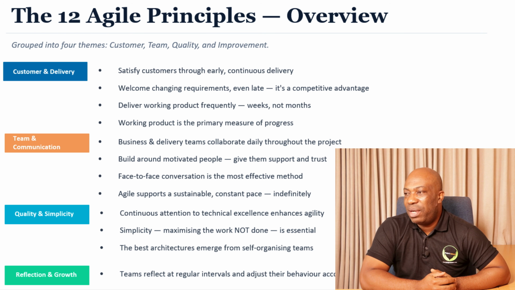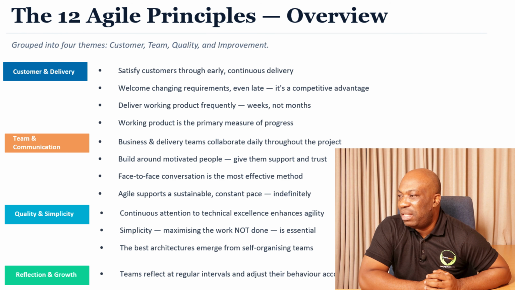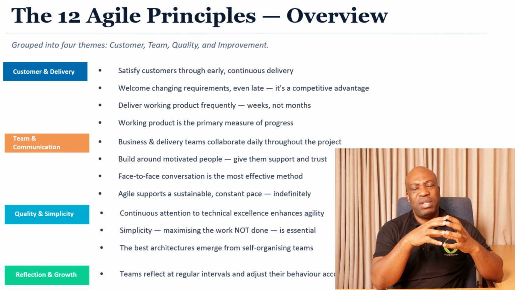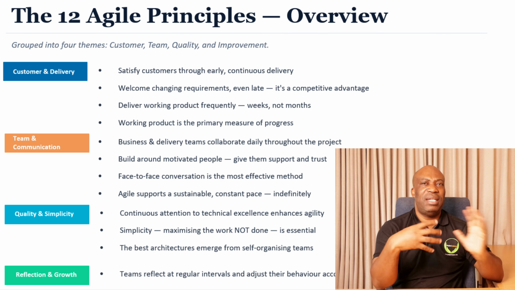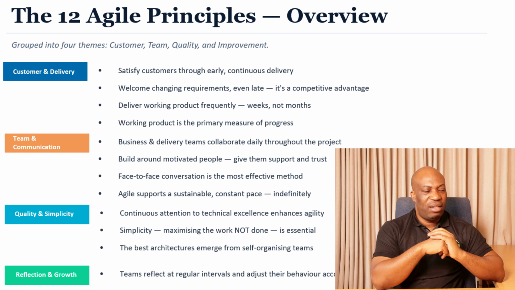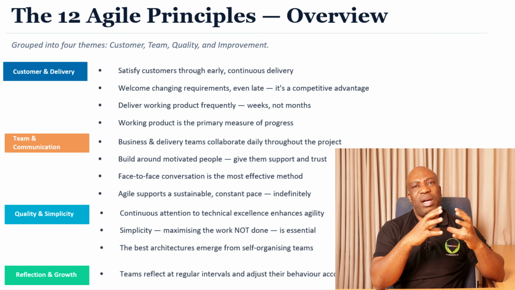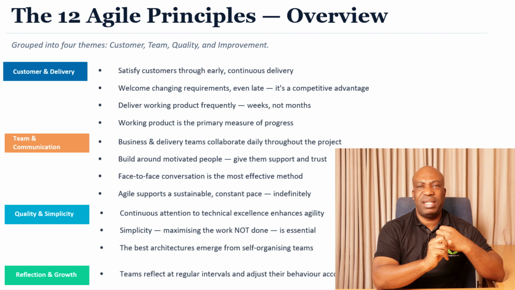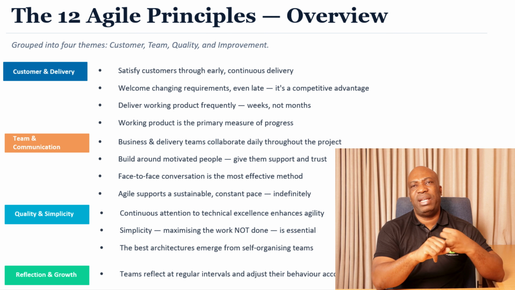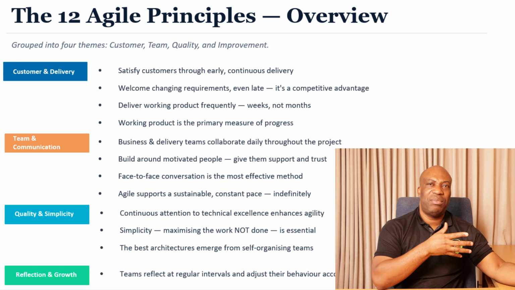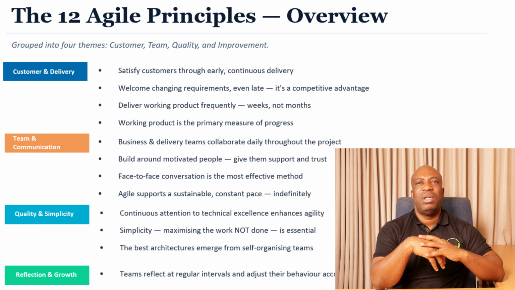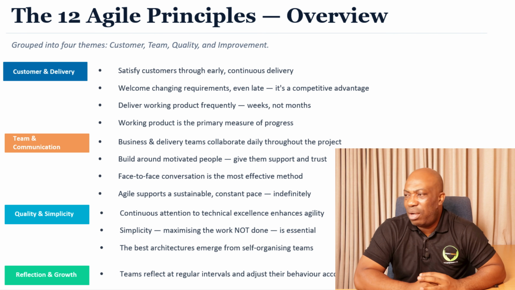Then the second category, which we are going to look at, is the team and communication. The 5th principle is business and delivery teams collaborate daily throughout the project. To expand on this principle, in an Agile environment, you normally have daily meetings, and that's what I normally follow. When you have a daily meeting, you involve the customer and the development team. You're agreeing on what was done yesterday, what you are doing today, and you are removing impediments. Impediments could be coming from the customer side, or from another stakeholder outside the project, or even from the development team. So that collaboration is continuous throughout the project.